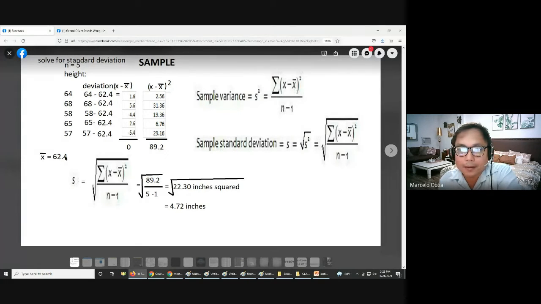Okay? Now, next procedure is to get the deviation, the same procedure with the population variance and standard deviation. Okay, just get the difference between your average. So ilagay mo, subtrahin ka agad yung average dito. And dito sa gilid, kopyahin mo lang ito na given dito. Okay? So get the difference. Okay, the answer is 1.6, 5.6, negative 4.4, and so on and so forth.